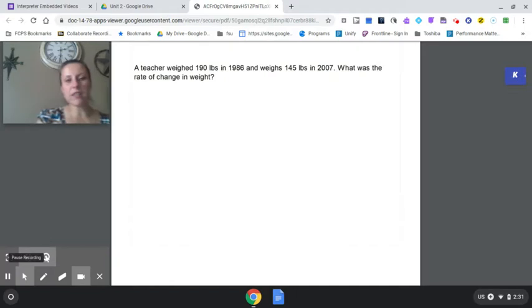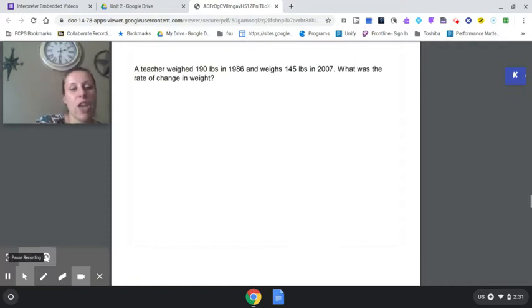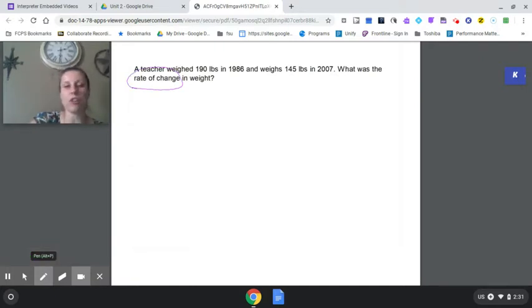Okay, here's another example, but this one doesn't give us a graph. So for this particular scenario, I'm going to read through it and see if we can identify 2 points. A teacher weighed 190 pounds in 1996 and weighs 145 pounds in 2007. What was the rate of change in weight? Okay, again, rate of change is just a fancy way of asking you what's the slope. So let's identify our 2 points.